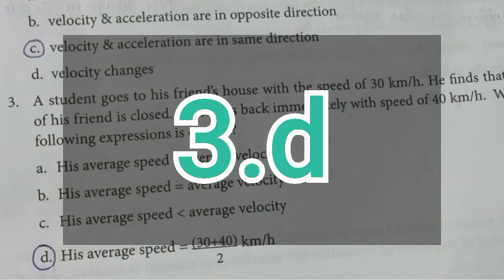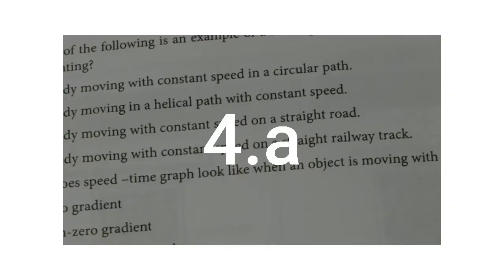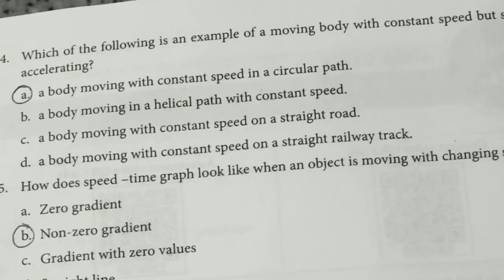4. Which of the following is an example of a moving body with constant speed but still accelerating? A. Body moving with constant speed in a circular path. B. A body moving in a helical path with constant speed. C. A body moving with constant speed on a straight road. D. A body moving with constant speed on a straight railway track. The correct answer is option A. A body moving with constant speed in a circular path.